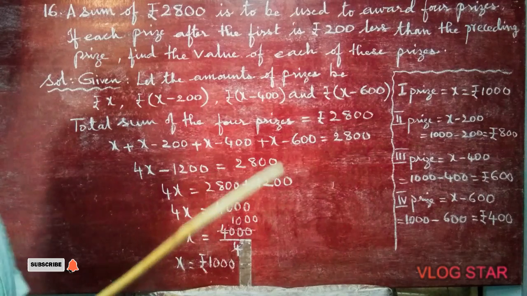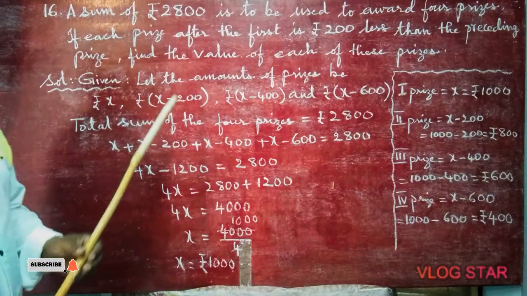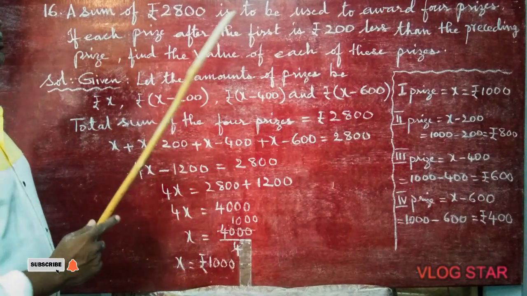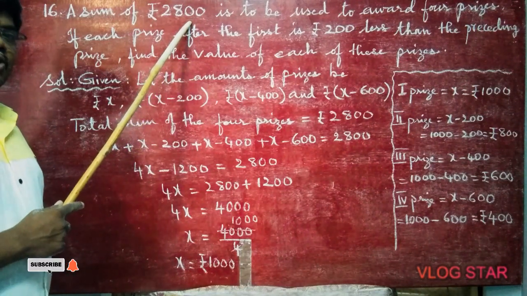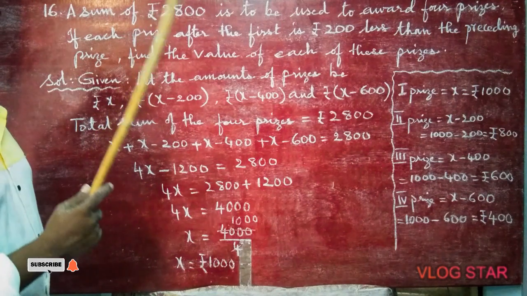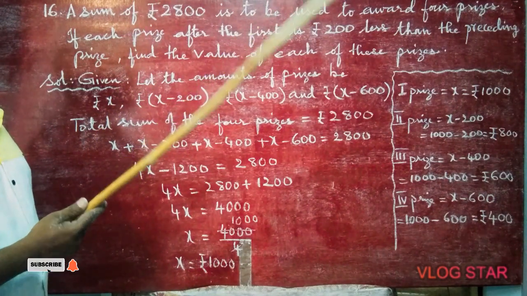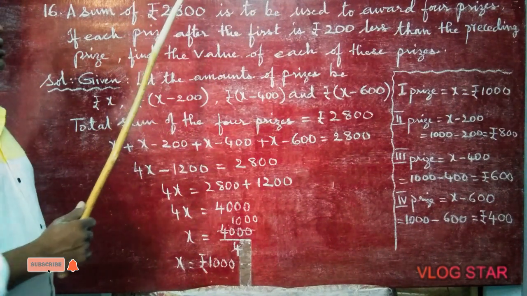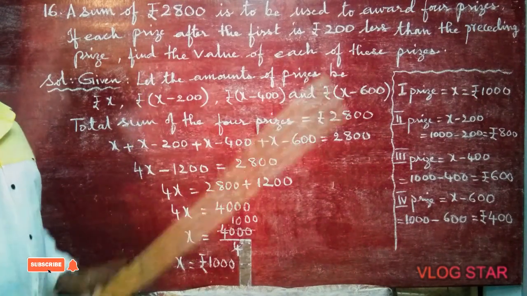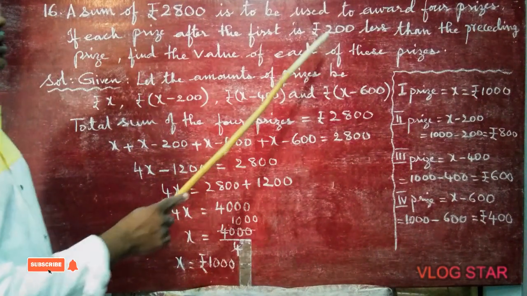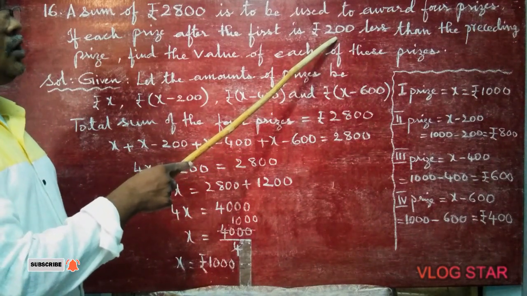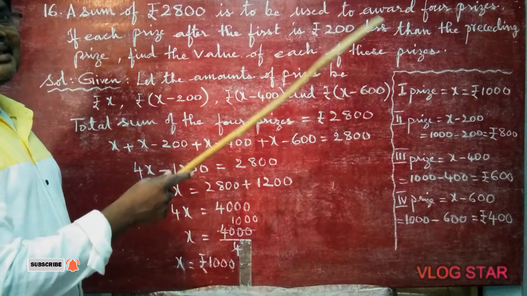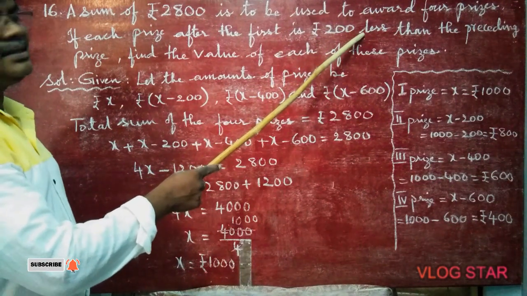4 prizes. Conducted a competition. We have to distribute 4 prizes. And the money allotted, the budget allotted, is 2,800. It should not cross 2,800 or it should not remain also. We have to adjust this money for those 4 prizes. And they told that between each prize, first prize and second prize, a 200 difference should be there. Means less. Less means minus.